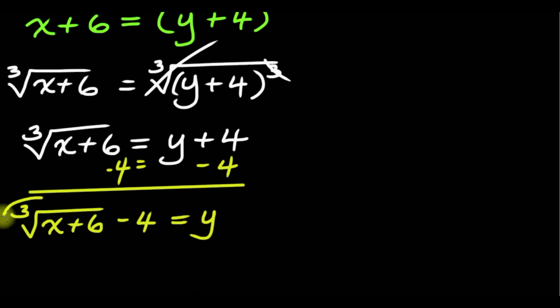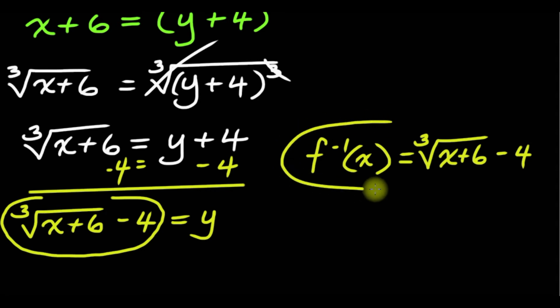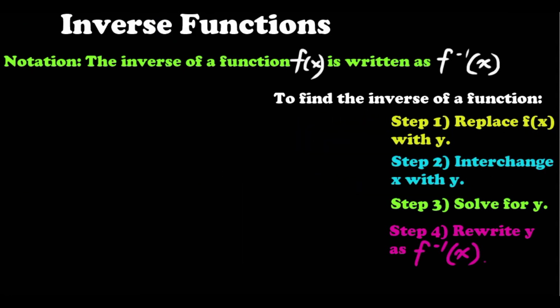So this right here is going to be the inverse function. Okay, so the inverse notation is f to the negative 1 of x. And then it's cube root of x plus 6 minus 4. And then this is your final answer. Let's take a look at another example.